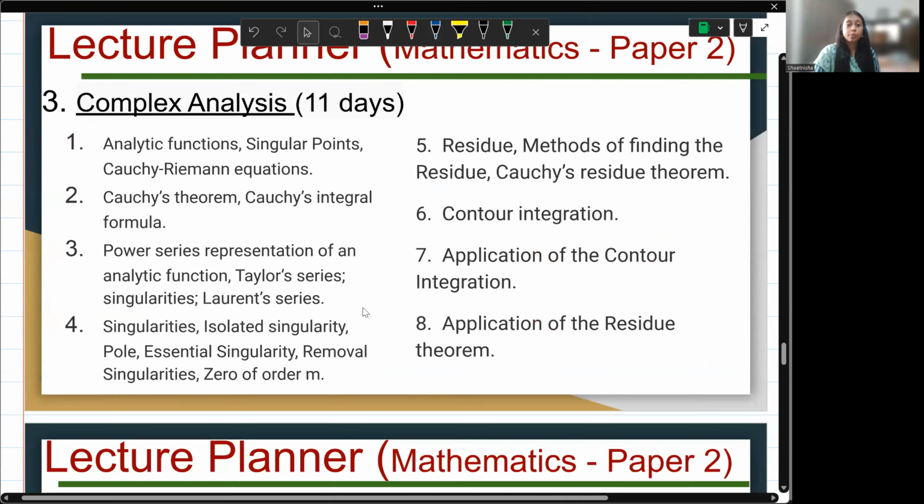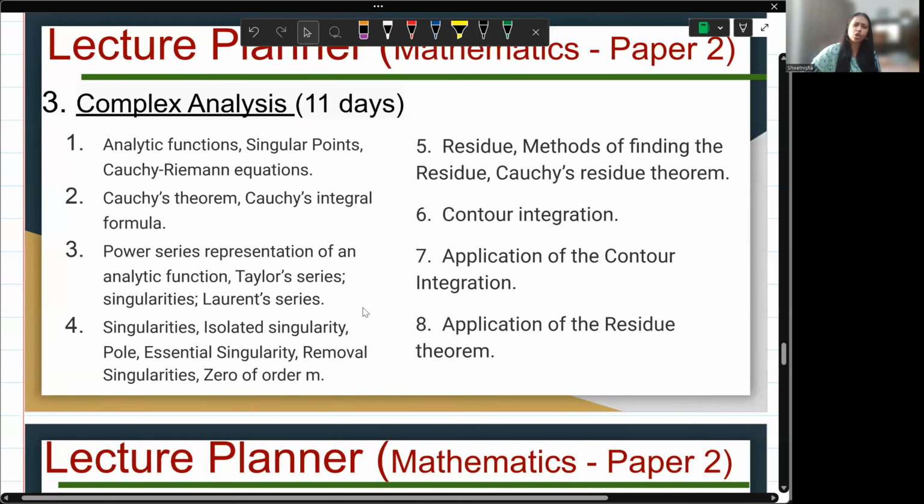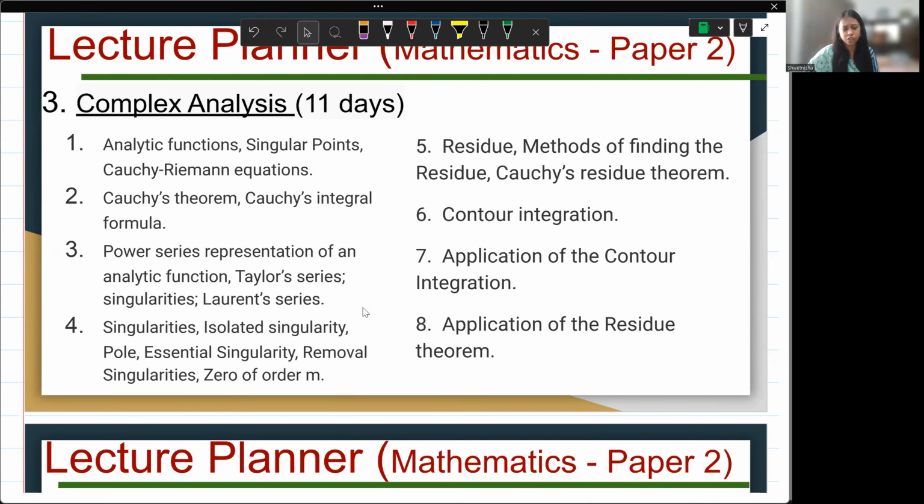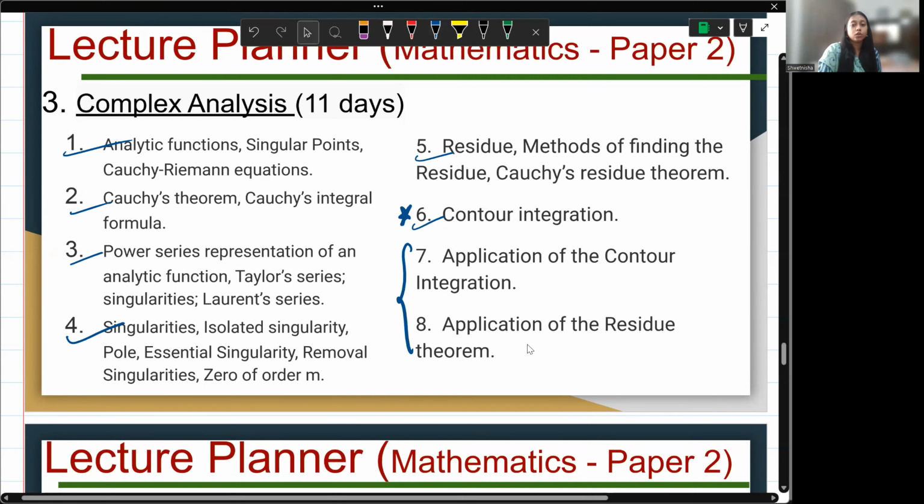Next, we have complex analysis. Complex analysis will not take much of your time, and whether you have done it in your graduation or not doesn't matter. This is easy. Complex analysis is very easy. Okay. So analytic functions, Cauchy's theorem, power series representation of analytic function, singularities, residue, contour integration. One question definitely from this section, and this integration section. One question will definitely be there. Right, so this is about complex analysis.